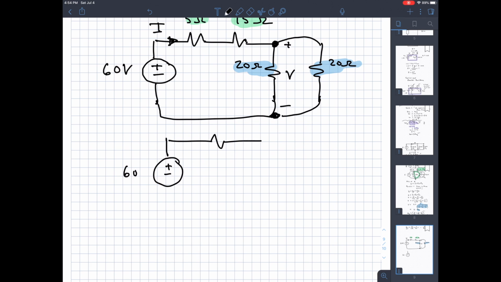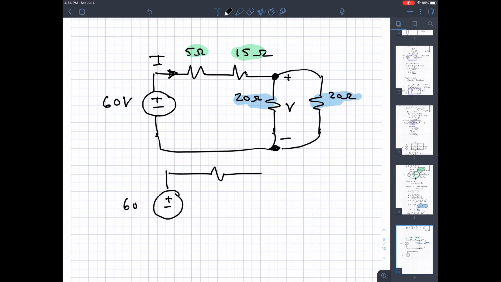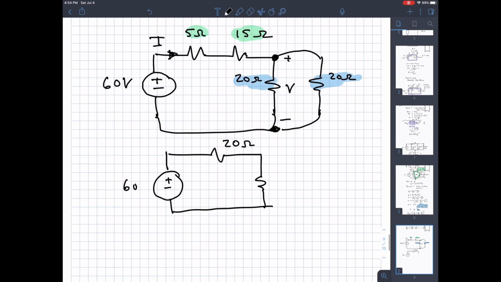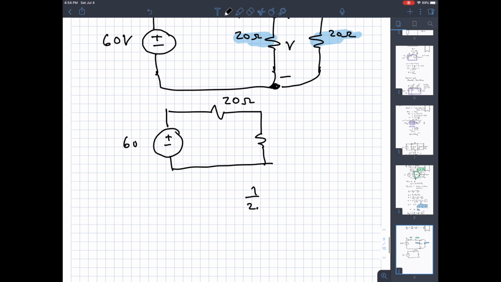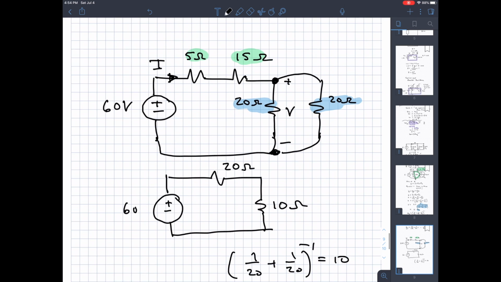I can replace the two resistors that are in series with their equivalent. Series resistances add, so this would be 5 plus 15 is 20 ohms. I can also replace the parallel resistors with their equivalent. That'd be 1 over 20 plus 1 over 20, inverse. You can check this on your calculator, but that turns out to be 10. That's looking pretty good.